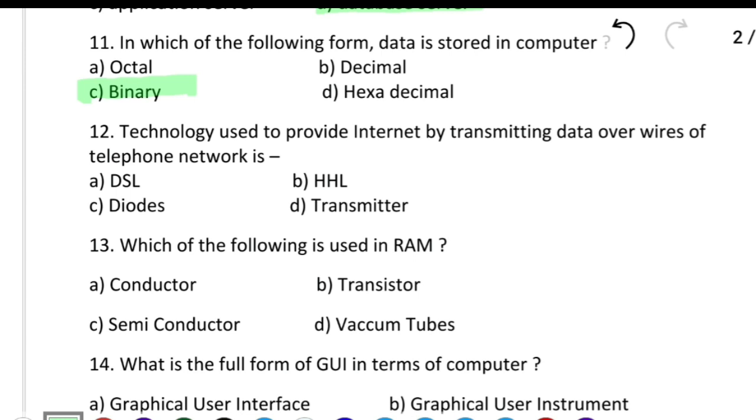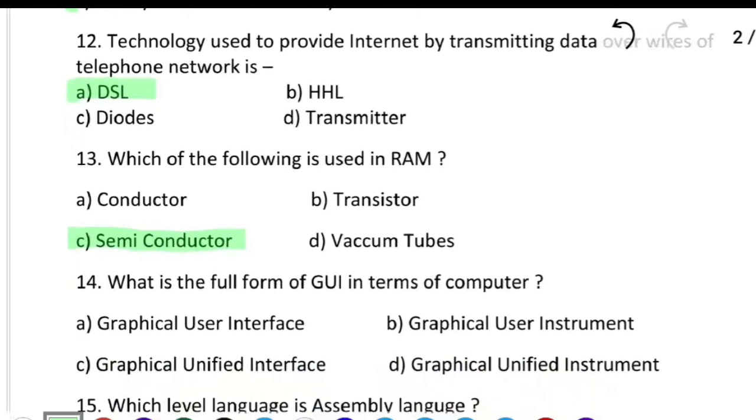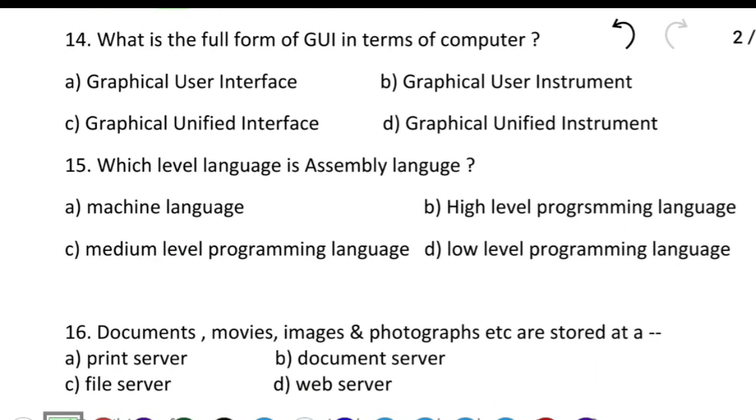Question number 12. Technology used to provide internet by transmitting data over wires of telephone network is? The answer will be option A. DSL. Question number 13. Which of the following is used in RAM? In RAM, semiconductor is used. Option C. Question number 14. What is the full form of GUI in terms of computer? The answer will be option C. Graphical Unified Interface.